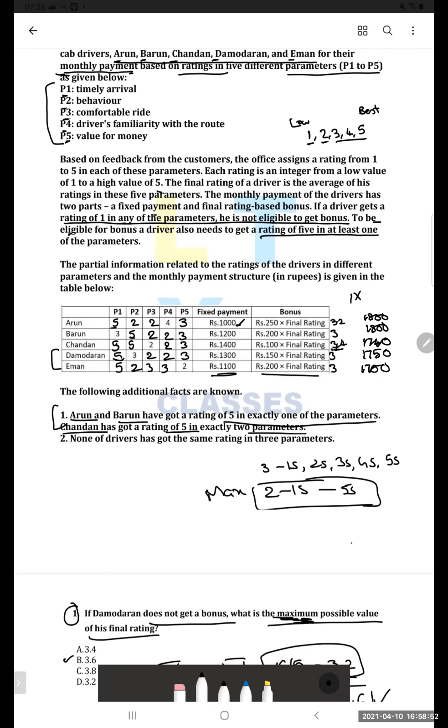Correct, guys? Did you follow till here? Any questions? Did you understand how you arrived at the bonus? Yes, sir. It is nothing but the final rating, the average of these ratings, into 250, right? So the bonus component for A was 800 and the fixed payment is 1000. So 1000 plus 800 is 1800. That's how we calculate the final payment.